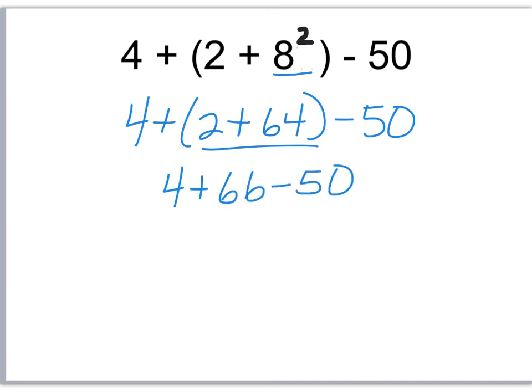And now I'm just doing addition and subtraction in order from left to right. So 4 plus 66 is 70. And then 70 minus 50 is 20.